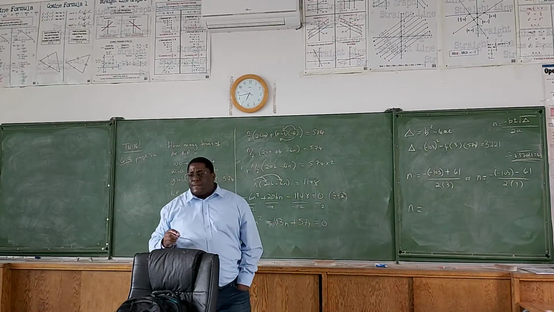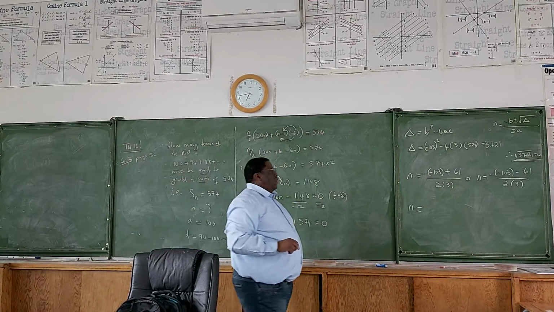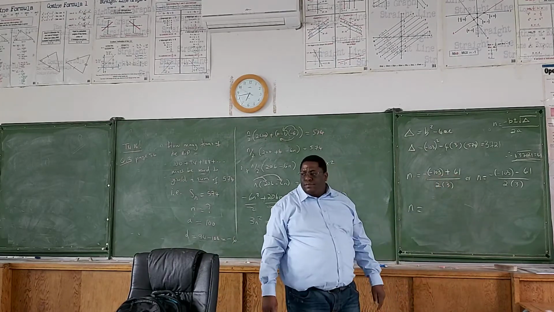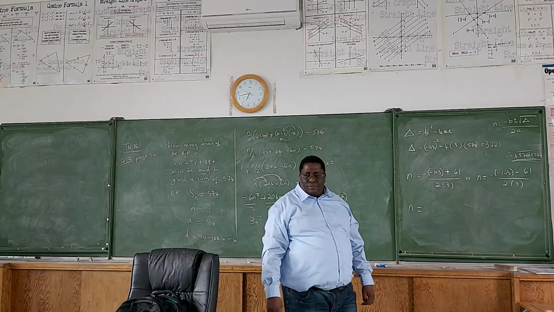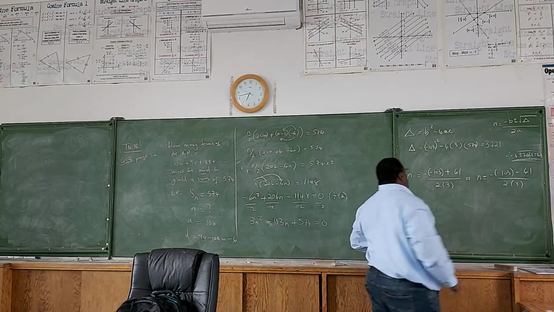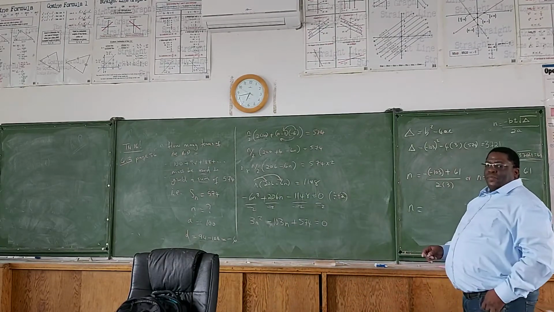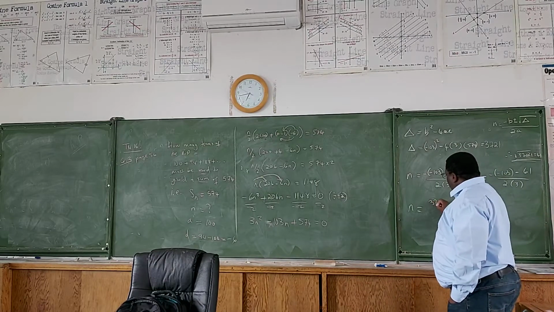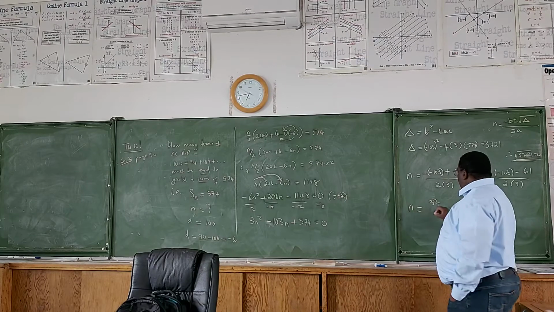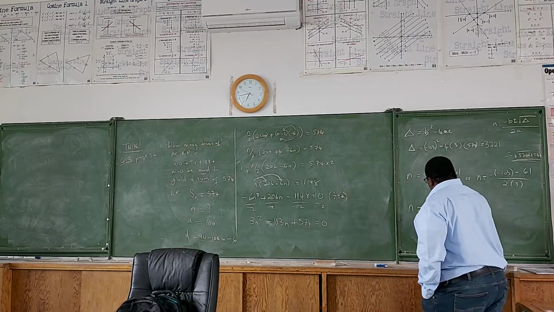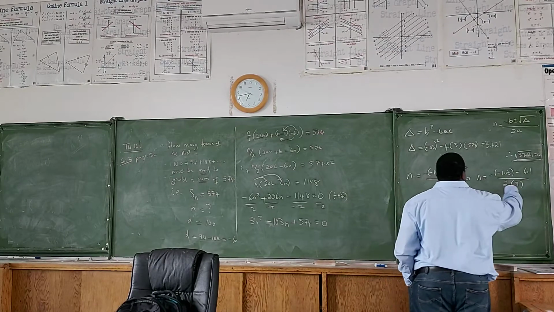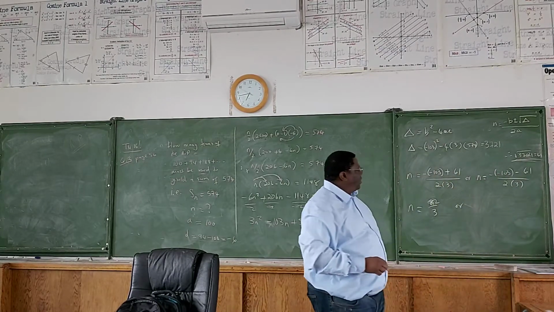So what is the first answer? What is 61 plus 103? 164. And divide the answer by 6. That gives 82 over 3, which is 27.33, some decimal. Let's look at the other one. What do you get here?